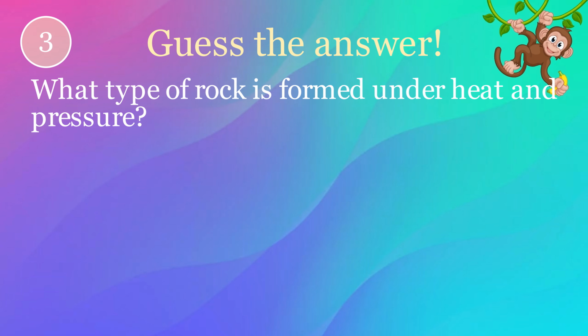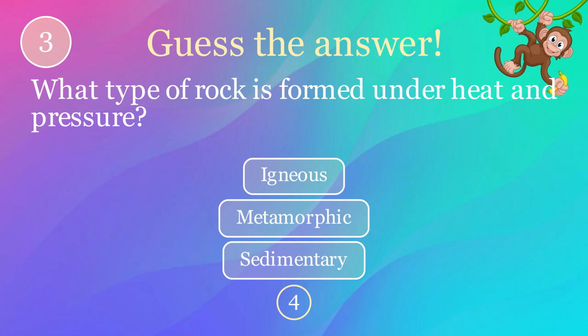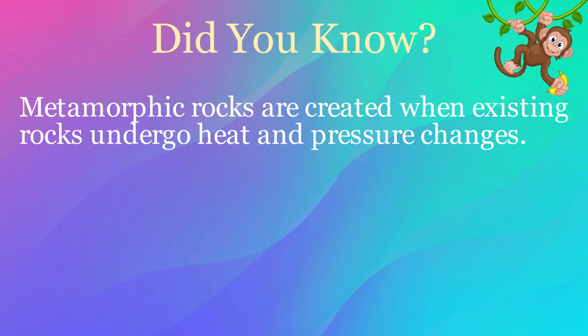What type of rock is formed under heat and pressure? Igneous. Metamorphic. Sedimentary. The correct answer is metamorphic. Here's an interesting fact: metamorphic rocks are created when existing rocks undergo heat and pressure changes.